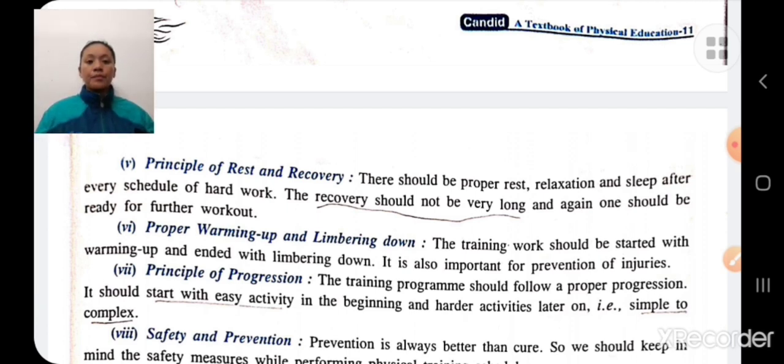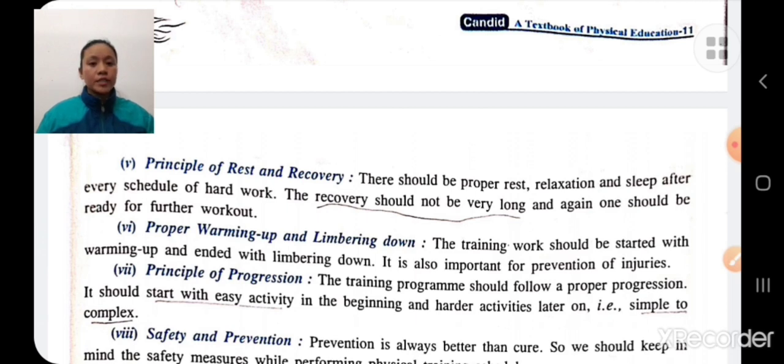Proper warming up and limbering down. Limbering down means cooling down. Before participating in competition, we should perform warming up. Warming up helps to reduce injury, and after the competition or the training program, we should perform cooling down exercises so that our body temperature comes back to its normal level.